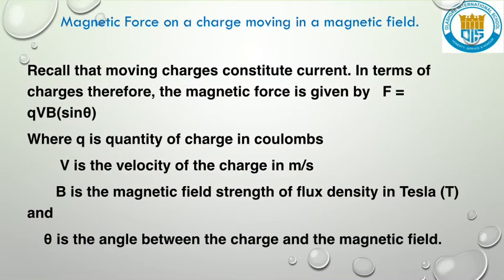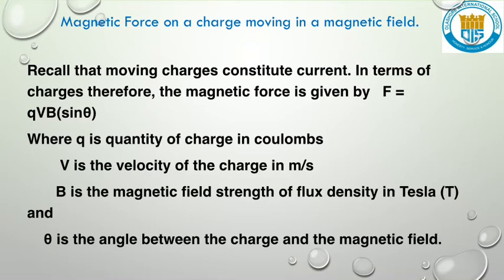Now, you remember that we already said that charges constitute current. Moving charges constitute current. So essentially, when we talk of current, what we are really saying is that some charges are moving, not static, not just charges being there. So if we do not want to talk of current as a quantity itself, we can talk of the charges that are moving as a quantity. That one too can be used to find the force on a conductor in a magnetic field.